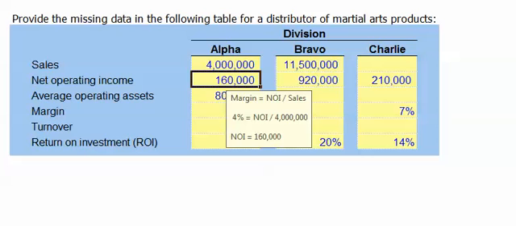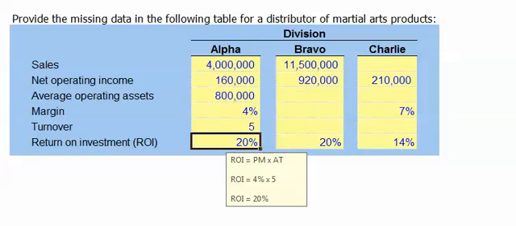Our net operating income will be $160,000. Our margin equals net operating income divided by sales. We're given our margin of 4% and our sales of $4 million, and we solve for net operating income. Our return on investment is simply our profit margin of 4% multiplied by our asset turnover of 5, or 20%, will be our return on investment.